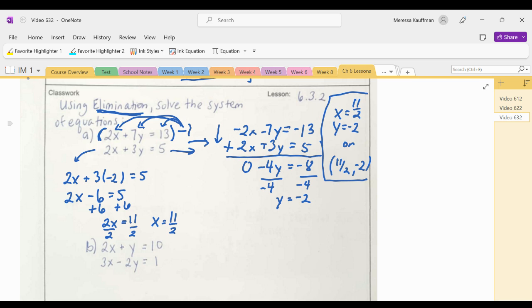So what do we have to do to use elimination? We have to multiply that top equation by negative 1 so that this went to 0 right here. I multiplied this by negative 1 so that this became negative and I could get 0. All right, let's look at the next example.